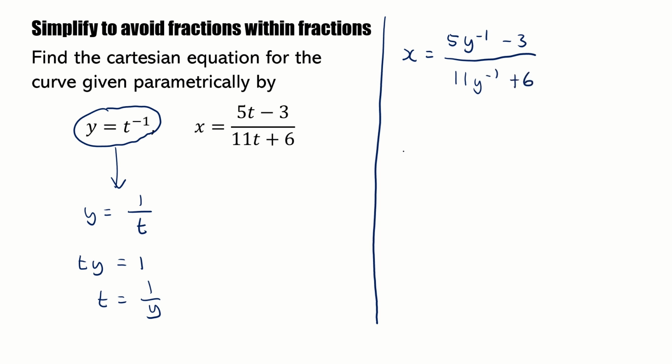Now, although I have chosen to write it as y to the power minus 1 rather than 1 over y, it doesn't really matter. But either way, we've got effectively a fraction within a fraction situation, because that y to the power minus 1 means 1 over y. We don't like that. So the way we can deal with that is kind of combining two sort of tricks we've used before.